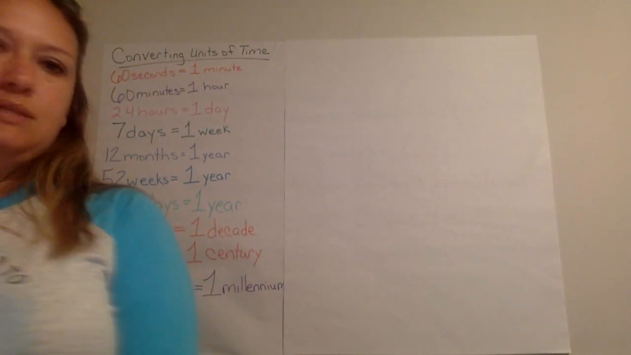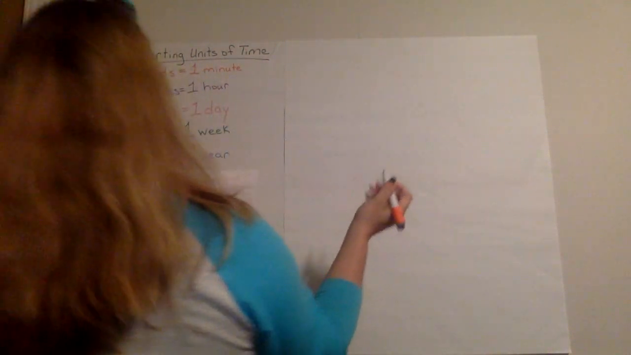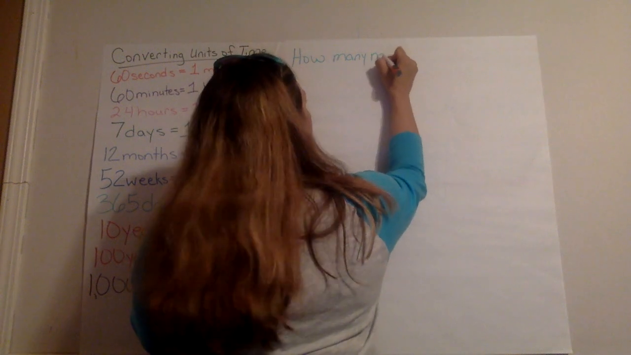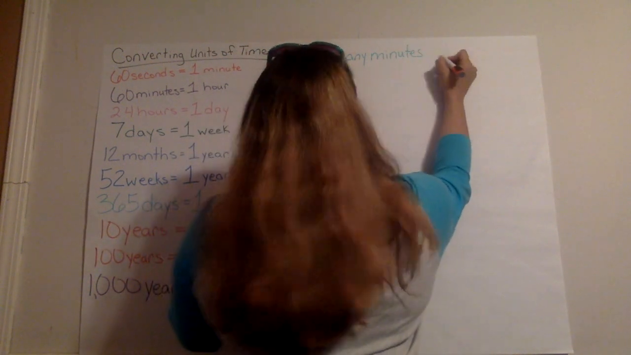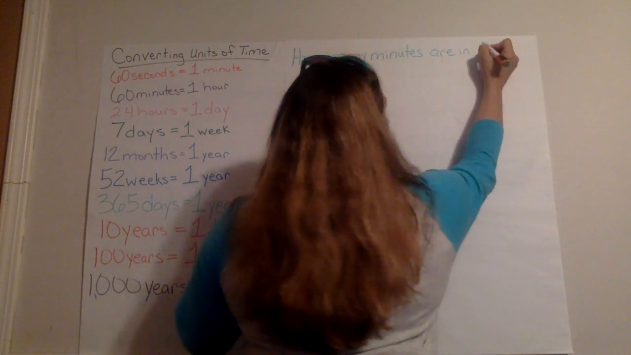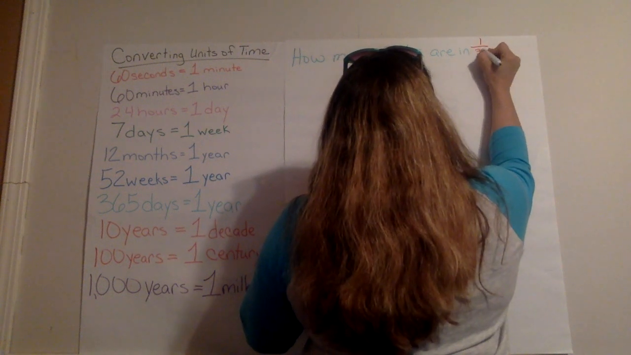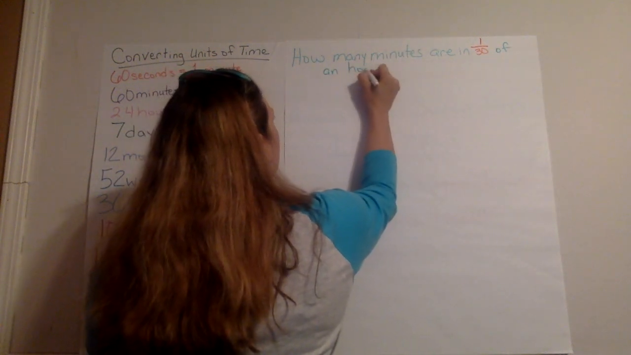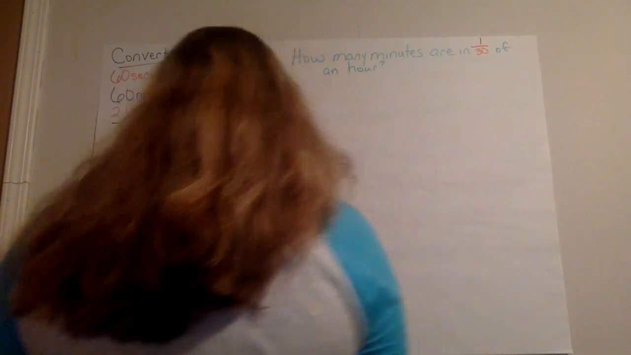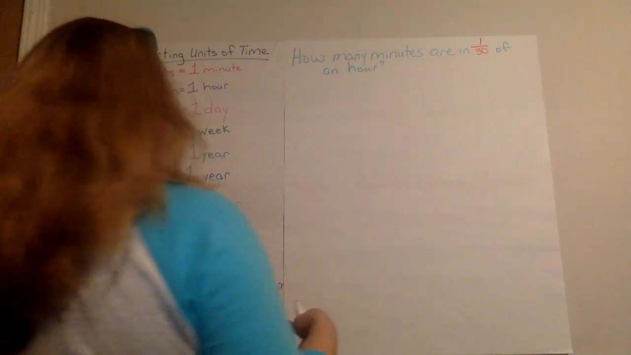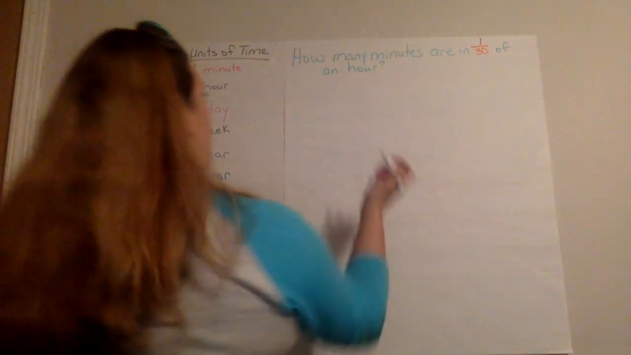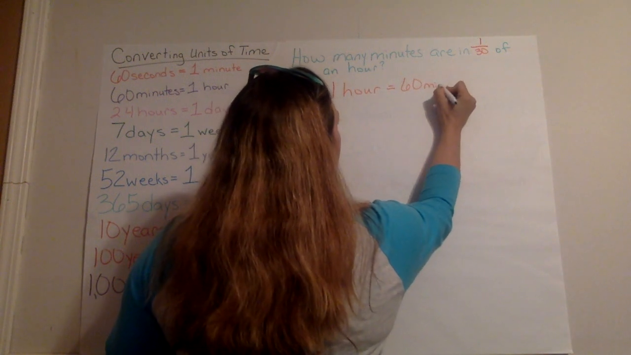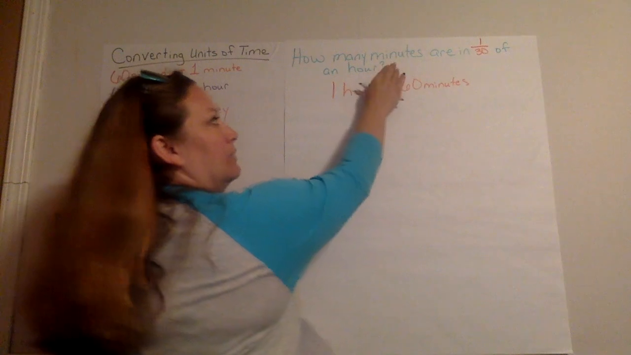Fractions of time units. So let's say, how many minutes are in 1/30 of an hour? Okay? So how many minutes are in 1/30 of an hour? Think. Well, we know that 1 hour equals 60 minutes, right? We want to know how many minutes are in 1/30 of an hour.